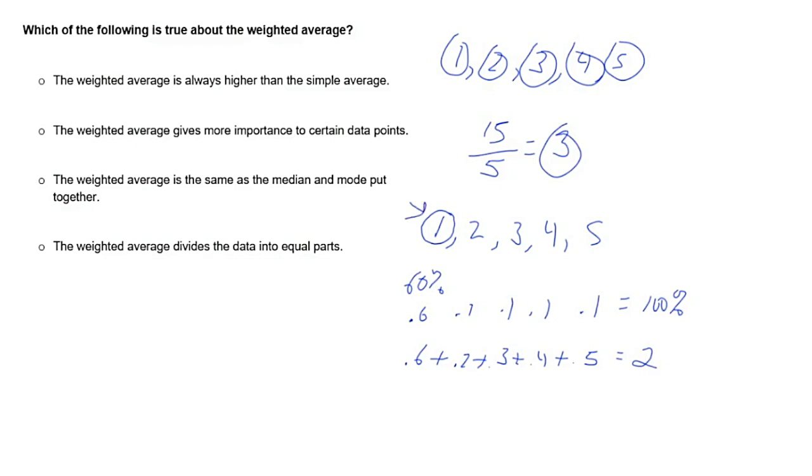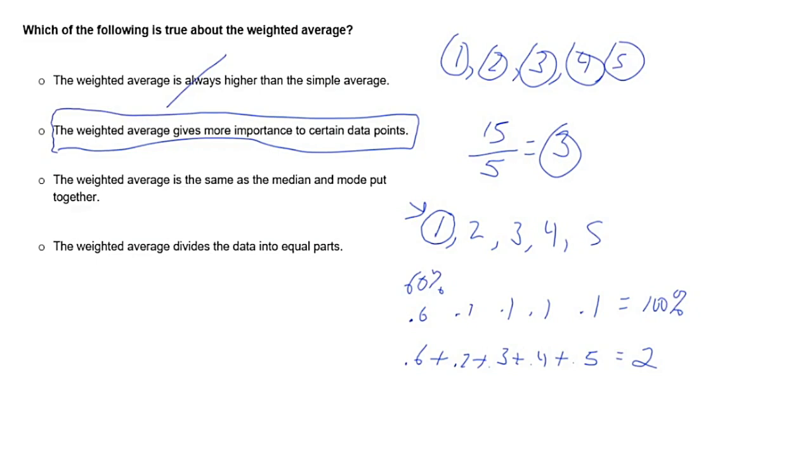Great, so let's go back to the problem. Which of the following is true about the weighted average? The weighted average is always higher than the simple average. Well, that's certainly not true in the example, right? So that's not right. The weighted average gives more importance to certain data points. Well, that seems true because we gave more importance to our 1.